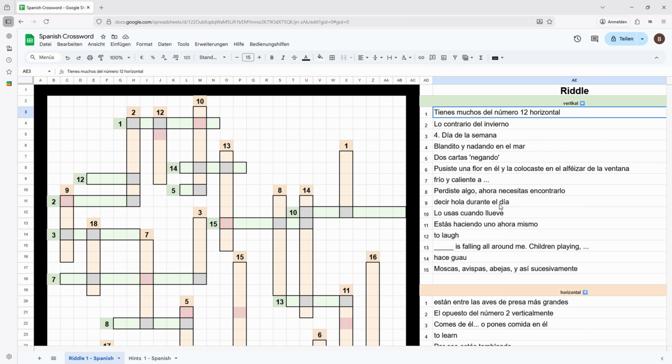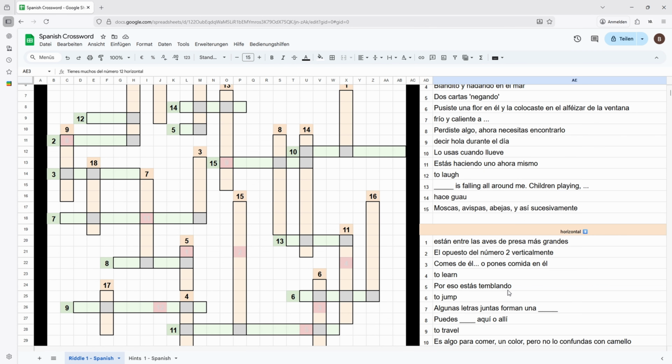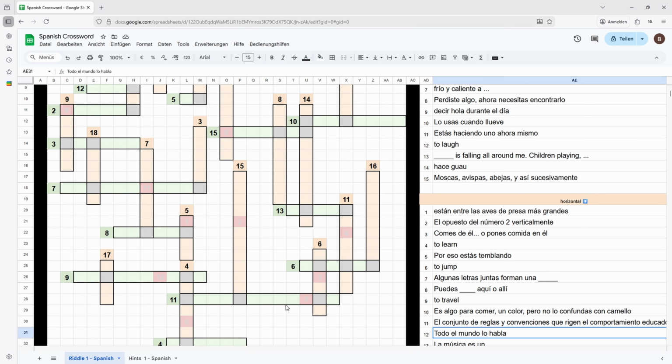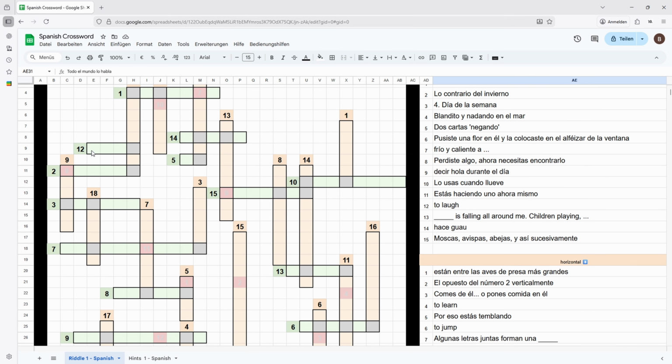Tienes muchos el número 12 horizontal. Okay, we don't start with that, we start with that one. Todo el mundo no habla. So the entire world is speaking it. So I would think language, so idioma. 12 here. Not an idioma.